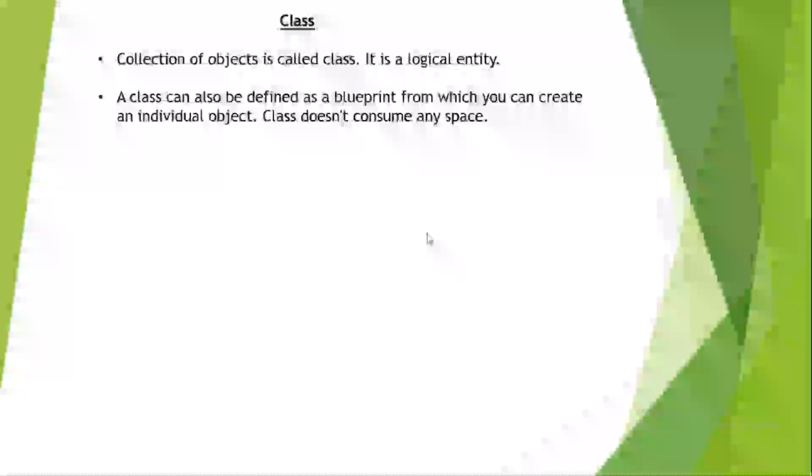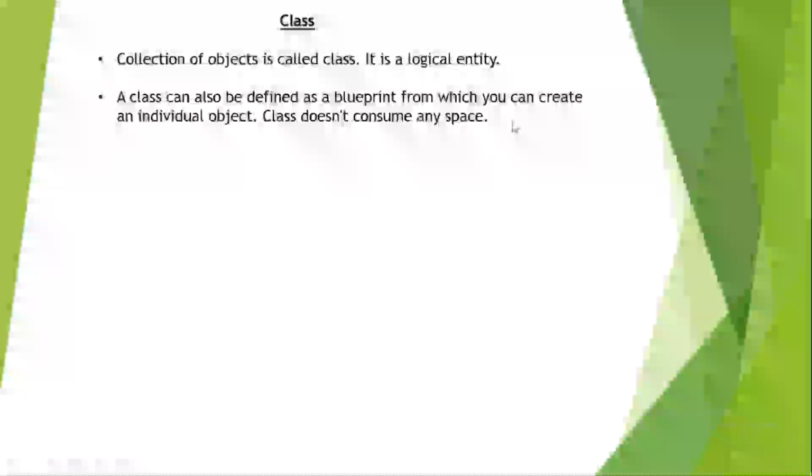The next concept is class. Till now we were creating classes, right? Now we will see what a class is. A class is nothing but a collection of objects. It is a logical entity. A class can also be defined as a blueprint from which you can create individual objects.